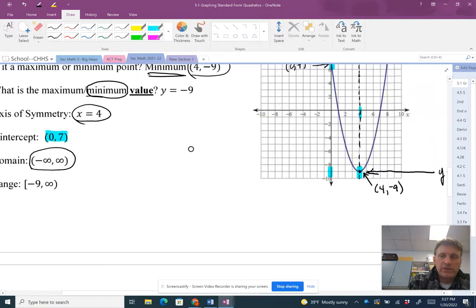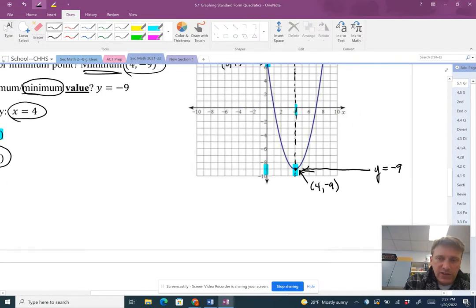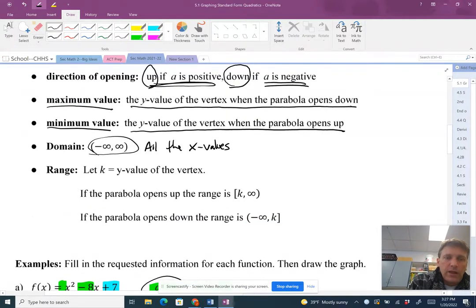The range, however, uses a bracket because it can be equal. You use a parenthesis when it can't be equal: you can't be equal to negative infinity or positive infinity, but you can be equal to -9. And in fact, it is equal to -9 when x equals 4. So the range values, I'm getting ahead of myself. The range values are all the y values that you can have in a given function or equation.